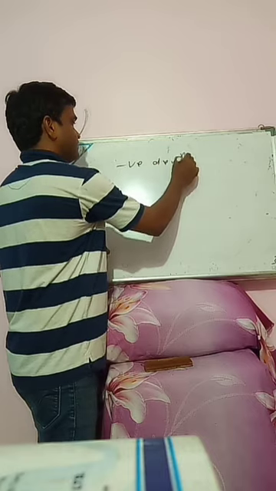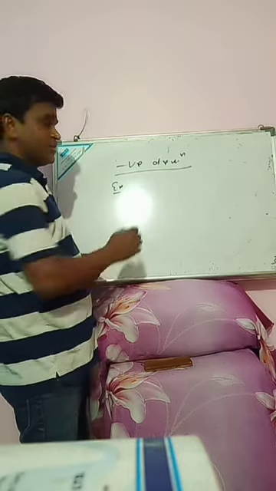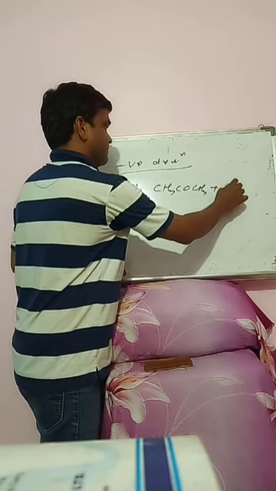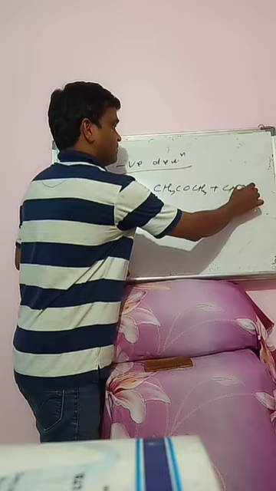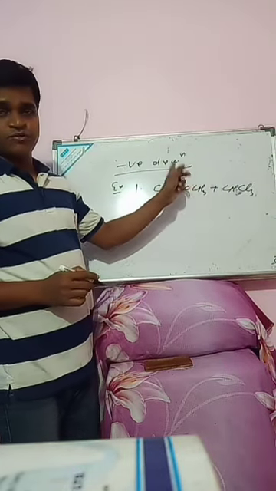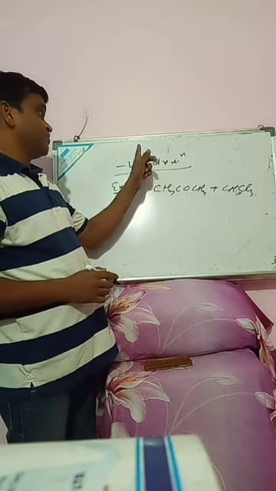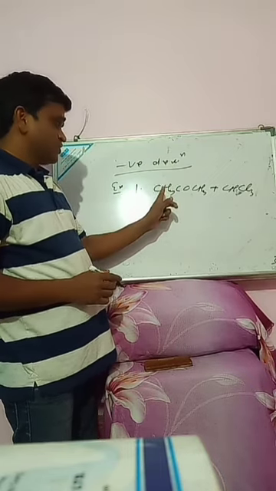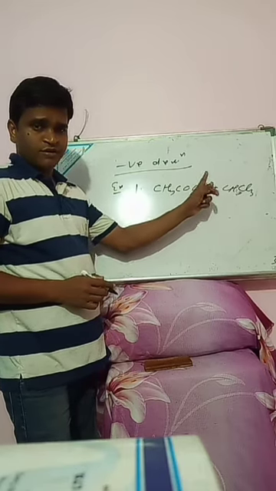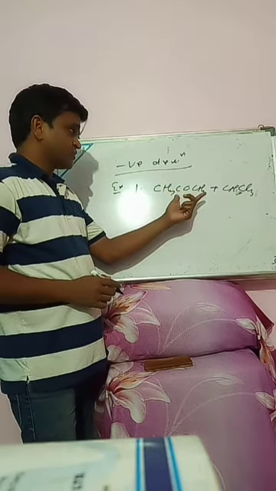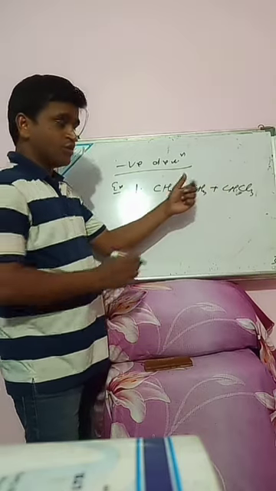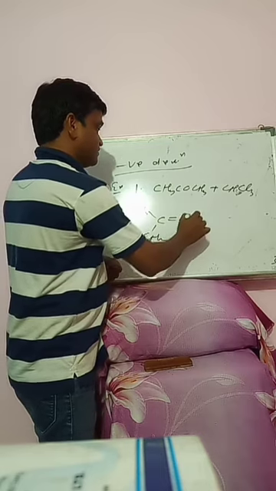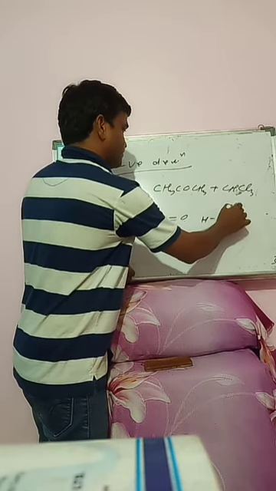What are the important examples of negative deviation? An important example is acetone and chloroform. Acetone and chloroform is an important example of a non-ideal solution showing negative deviation. In negative deviation, the force of attraction between solute and solvent is more. So why is the force of attraction between acetone and chloroform more? Because between acetone and chloroform there exists intermolecular hydrogen bonding.